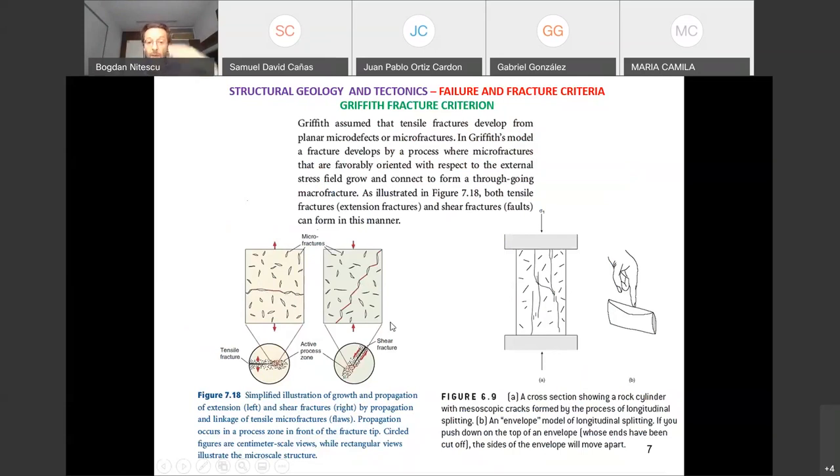Now, in the situation where you have a compressive state of stress, you create shear fractures. But the situation is more or less the same. You will have defects, and these defects will basically connect, and the fracture will go through them. Yeah, that's the idea. So this is what happens, and you can read the text here. Now, if you have a situation of uniaxial compression, in general you have cracks that are formed by longitudinal splitting, like this.